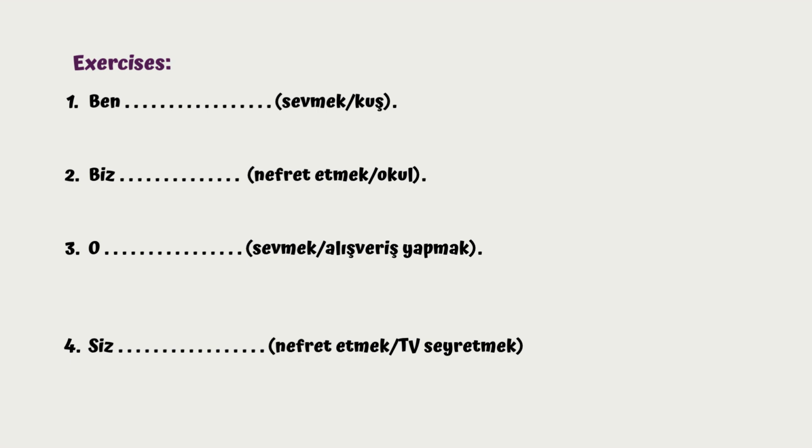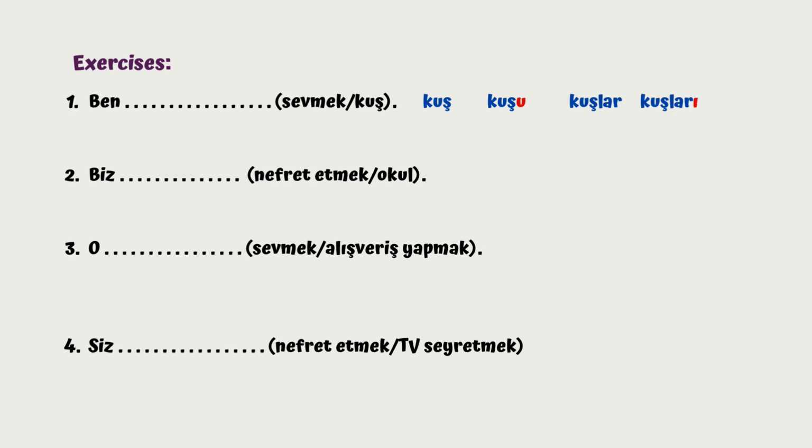So we're gonna create sentences. So let's do the first one together. So what we have got here is ben sevmek kuş. Kuş is bird. So what we're gonna say is I like birds. So kuş can be singular or plural. Kuş, kuşlar. And we're gonna add e noun case, if you remember. So kuş, last and the only vowel is u. So e noun case is going to change to u. So it will become kuşu. And kuşlar, last vowel of kuşlar is a. Again, e is going to change to ı. So it will become kuşları.